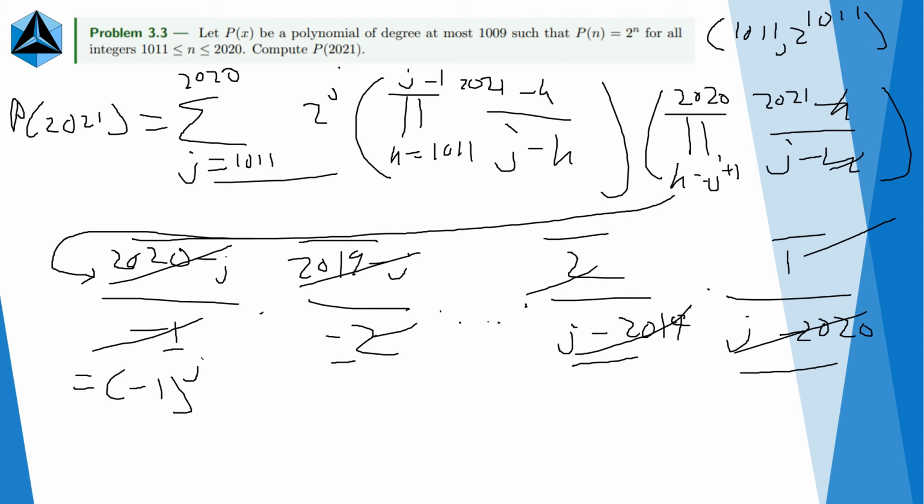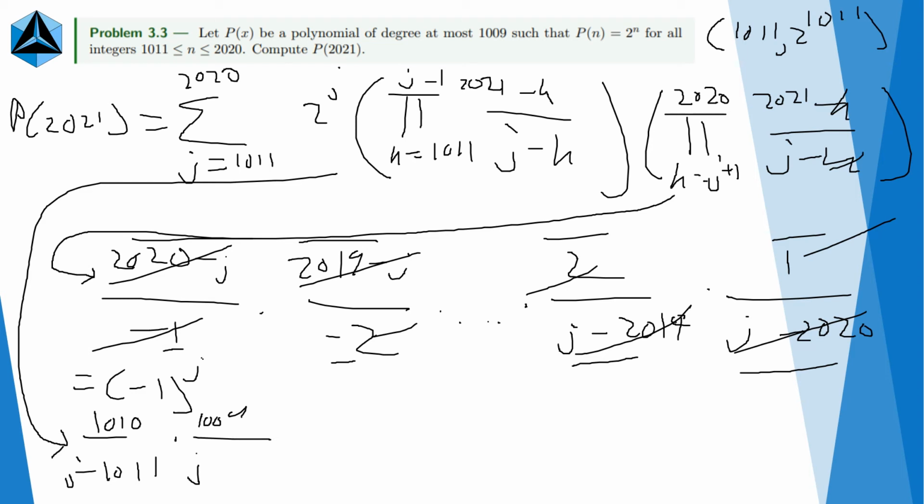Second product, we have 1010 divided by (j minus 1011), times 1009 divided by (j minus 1012), and then dot dot dot, and after the dot dot dot we should have (2022 minus j), I believe, divided by 1.